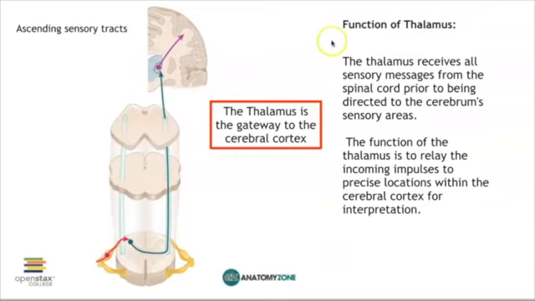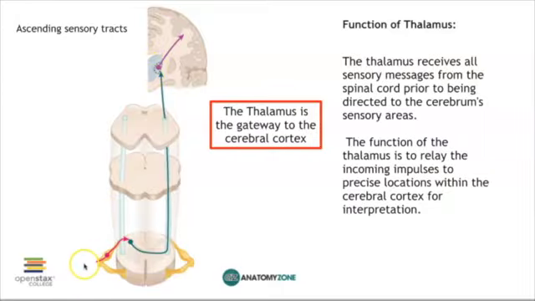So what is the function of the thalamus? There's lots of gray matter. The thalamus is just a big collection of gray matter. So that means there's a big collection of cell bodies. Cell bodies of what? Of interneurons. This is just all interneurons up here.